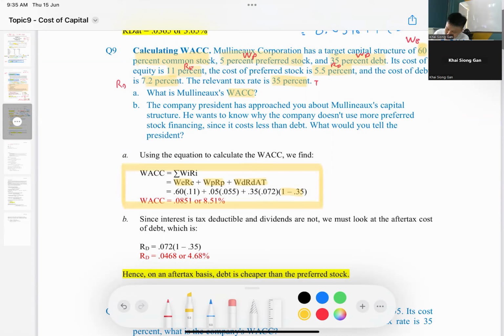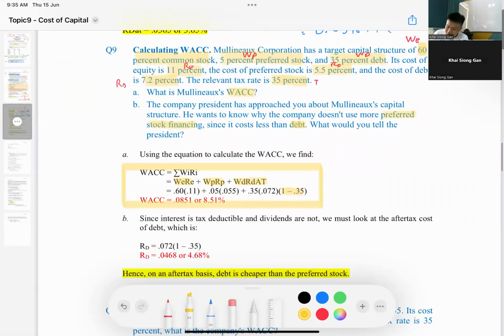Okay, question B. The company's president has approached you about Malinex's capital structure. He wants to know why the company doesn't use more preferred stock financing since it costs less than that. What would you tell the president? Because preferred stock is equity, it's not tax deductible. But when you use debts, it is tax deductible, right? So therefore, interest is tax deductible and dividends are not.